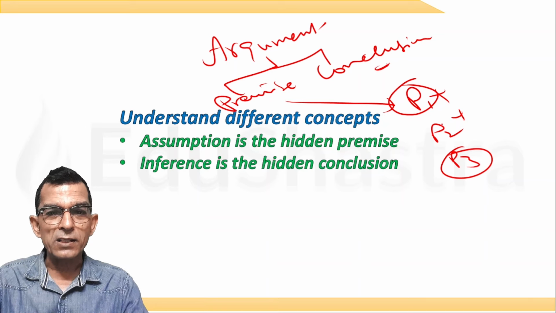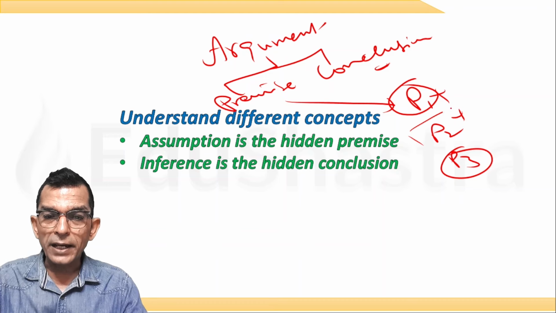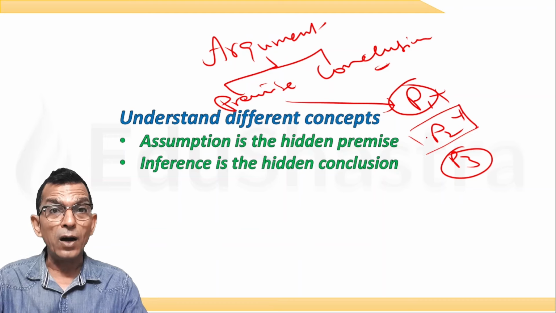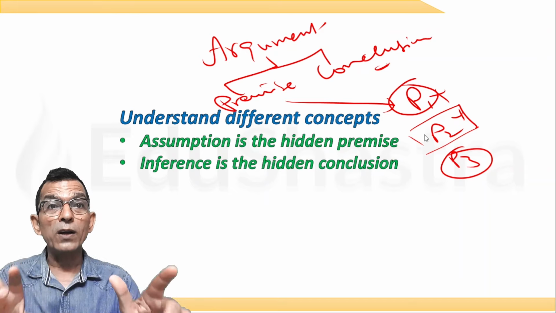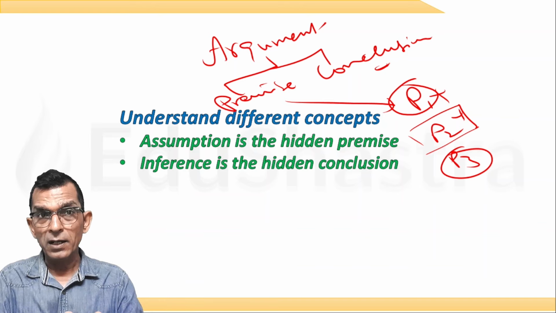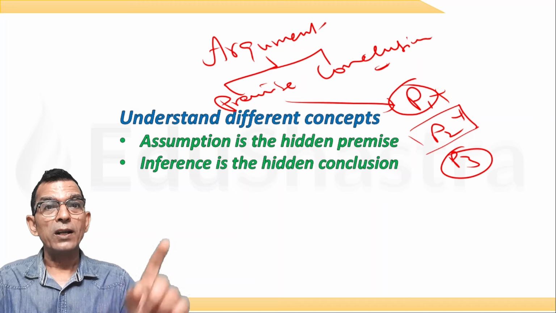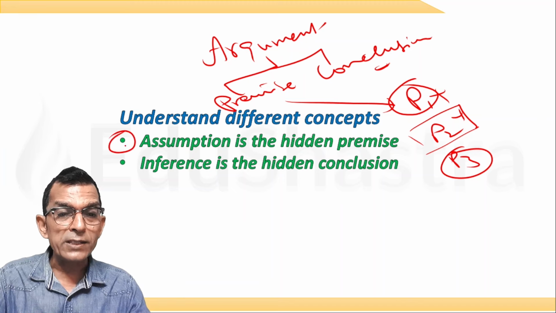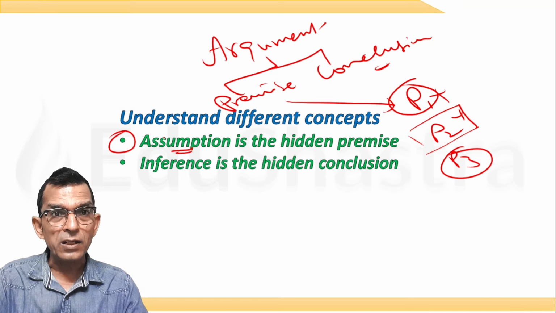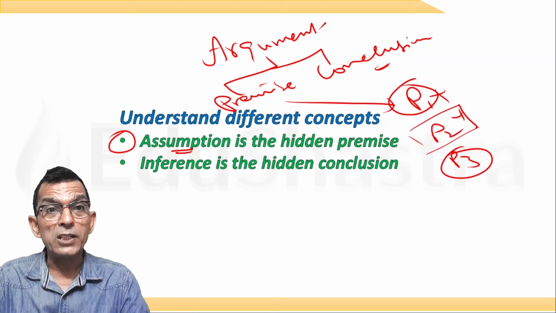So he has given one reason, he has given the other reason, okay, the third reason also. But the second reason he chooses to leave out. He chooses not to state one of the premises which he could have said, but he chooses not to say it. Okay, that is called an assumption. So whenever I say an assumption, you have to always understand that it is a reason that could have been mentioned, but the author has chosen not to mention it.